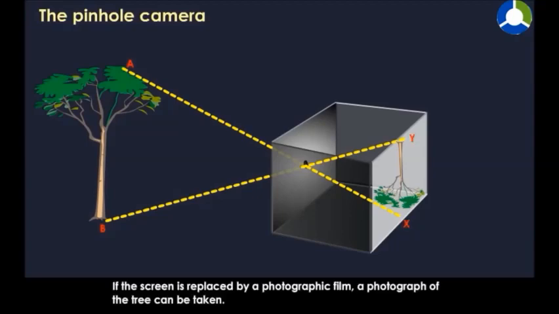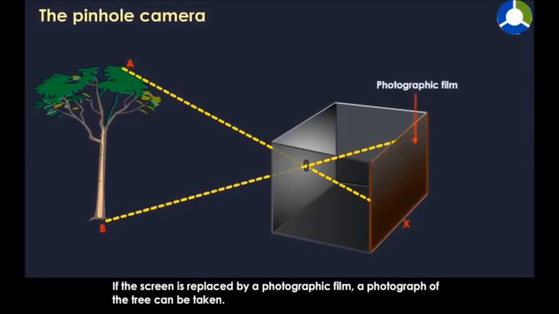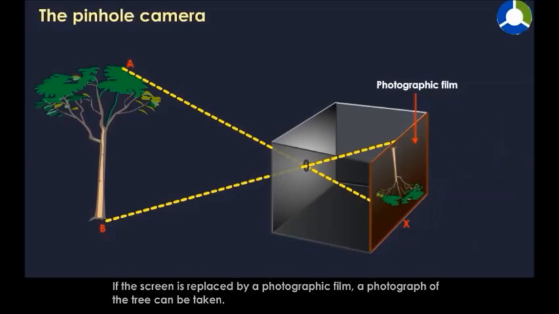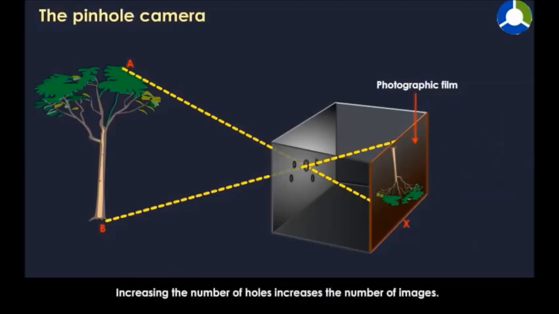If the hole is larger than a pinhole, the image obtained will be blurred. If the screen is replaced by a photographic film, a photograph of the tree can be taken. Increasing the number of holes increases the number of images.